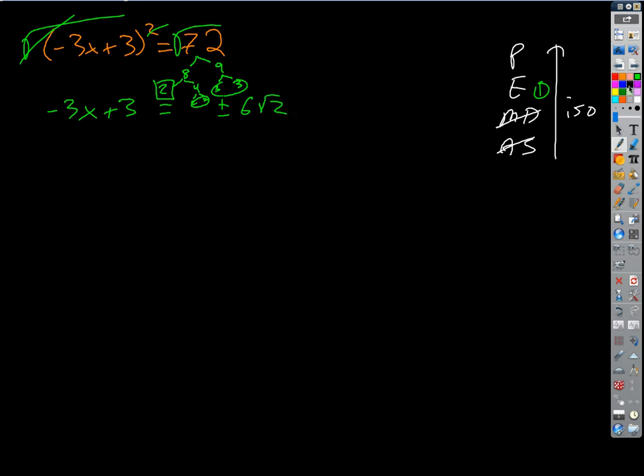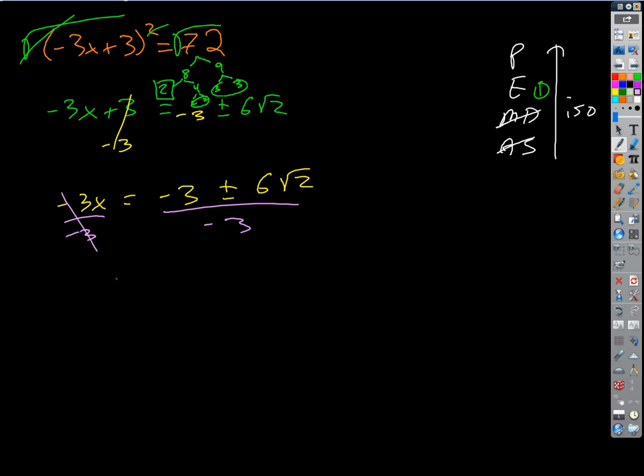Okay. And so then we're going to subtract 3 from both sides, but I'll put the negative 3 in front of the plus or minus, right? And so then we end up with negative 3x equals negative 3 plus or minus 6 radical 2. Here's what I wanted to show you. So if we divide both sides through by negative 3, okay, look what happens here.